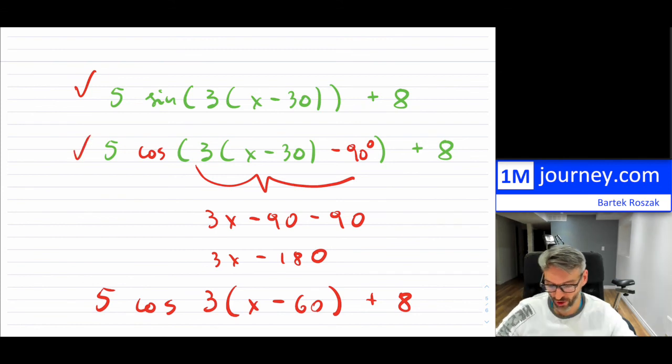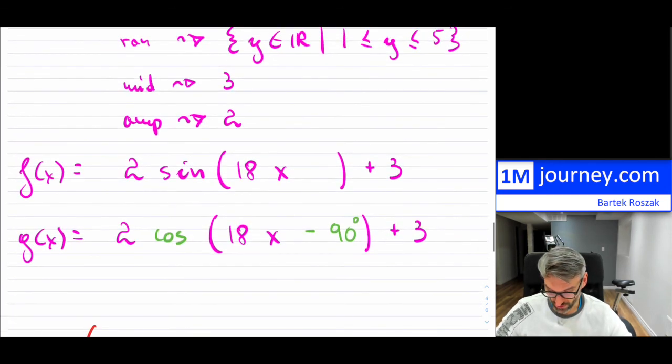But that's all that you actually do. And if you go from cos to sine, then instead of minus 90 in brackets, you would say plus 90, and you would do the same thing. I hope that's kind of useful. You can make a little note for yourself as well. But this is really it.